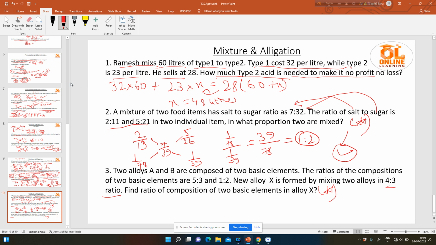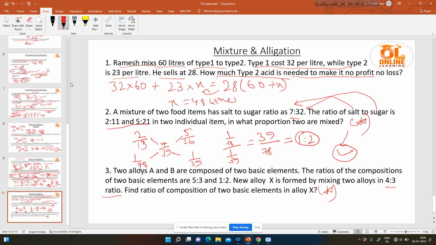And in the first question, the composition was given, and we had to find in which proportion they are mixed. So these are just opposite. So how can we solve it?